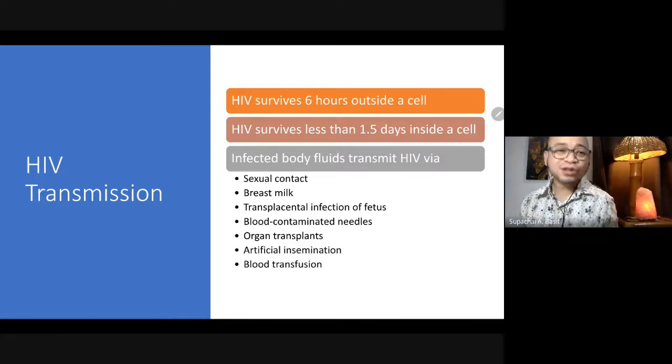So take note that HIV survives 6 hours outside a cell, and less than 1.5 days inside a cell. And infected body fluid will transmit HIV via the following: sexual contact, breast milk, transplacental infection of the fetus, blood-contaminated needles, organ transplant, artificial insemination, and even blood transfusion. So these are the different ways where we can get HIV.